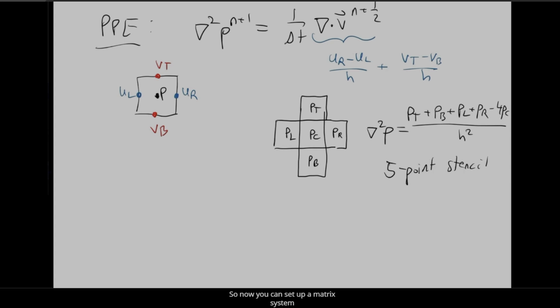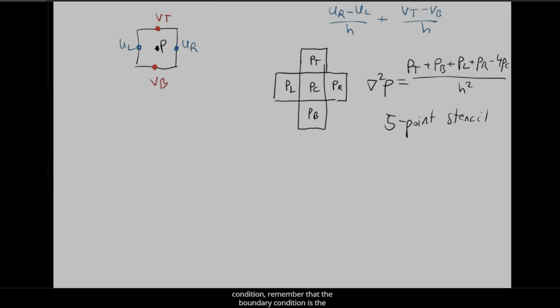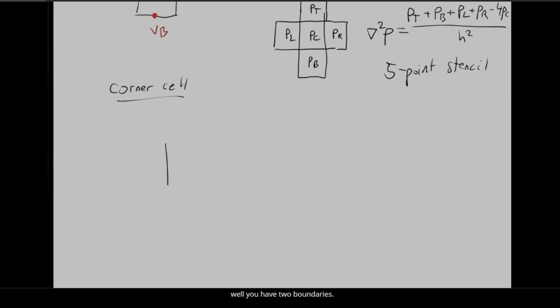So now you can set up a matrix system and do the matrix solve for that. This is your right-hand side. When you're at boundaries and you need to use a boundary condition, remember that the boundary condition is the Neumann type. So specifically, let's look at corners. What do you do on a corner cell? Well, we have 2 boundaries.